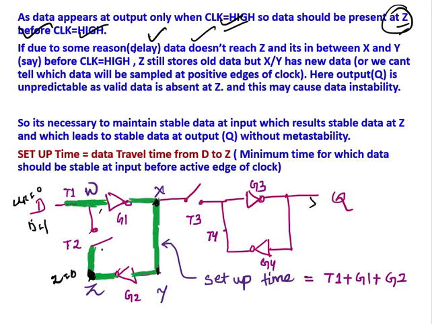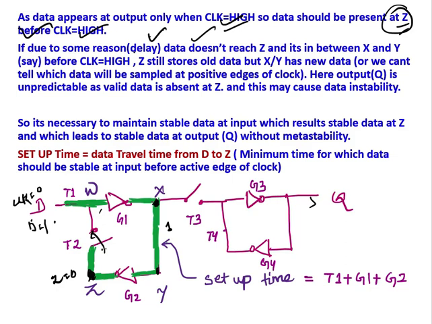at clock equal to 0, D equal to 1 came. So this D equal to 1 must reach this point. So when clock equal to 1, this D equal to 1 will reach Q, right? But due to some reason, let's say this D could not reach, and it reached only this point, and it is now in between X and Y.